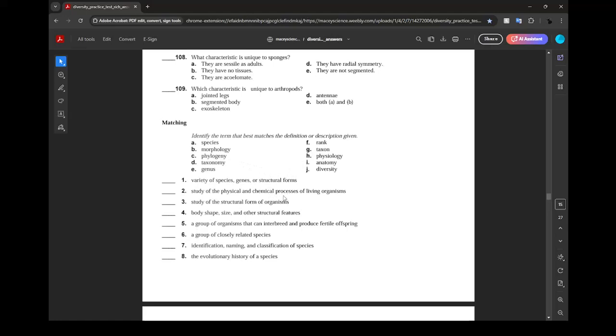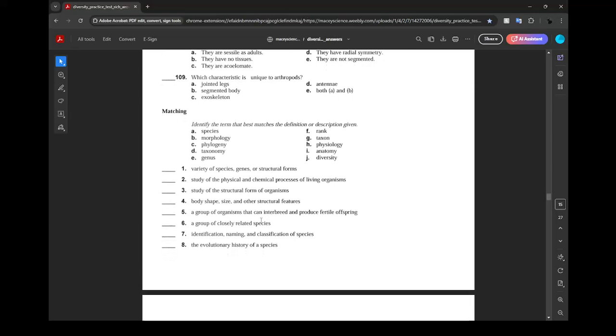Study of structural form of organisms. That's anatomy right there. Simple. You should know this. This is English class. Body shape, size, and other structural features. I feel like that's probably morphology because we're looking at the physical descriptions instead of how they reproduce and stuff.